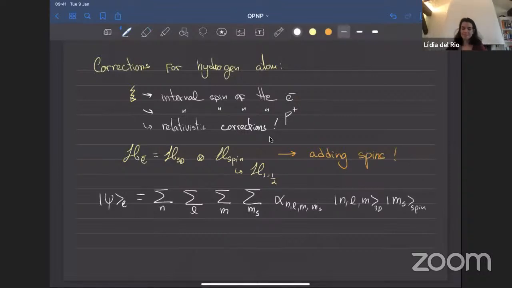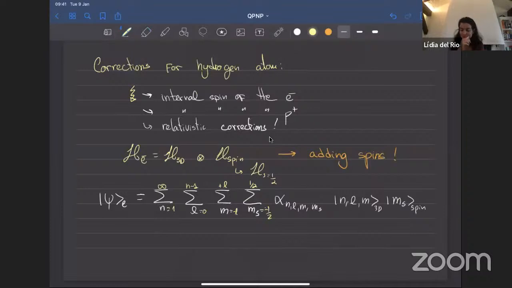Okay. And now all of these numbers, they are limited, right? So n can go from 1 to plus infinity. L can only go up to n minus 1, we saw. M can go from minus L to plus L, and MS can go from minus 1/2 to 1/2 because it's a spin 1/2. Right? Okay.